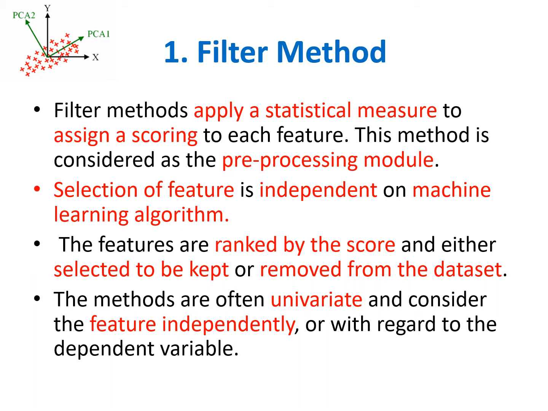It assigns a score to each feature by using some statistical measure, and it is also known as a pre-processing module. The selection of the feature is independent of the machine learning algorithm. Here the features are ranked by the score, and based on the score it can either be kept or removed from the dataset. The methods are univariate and consider each feature independently or with regard to the dependent variable. So in the filter method, using a statistical measure, it scores each feature, and depending upon the rank of the score, the feature can be either added or removed from the data set.